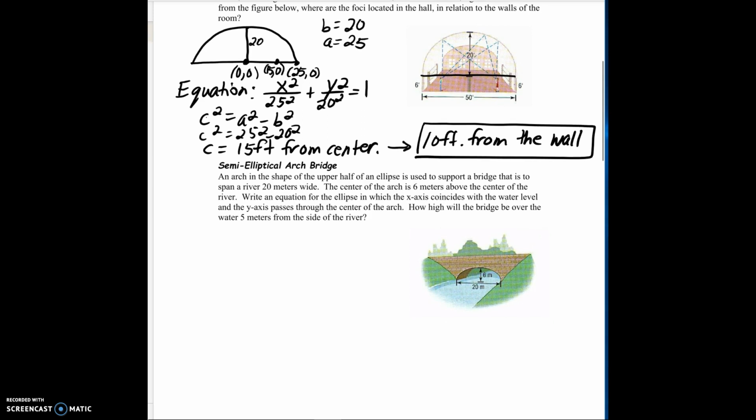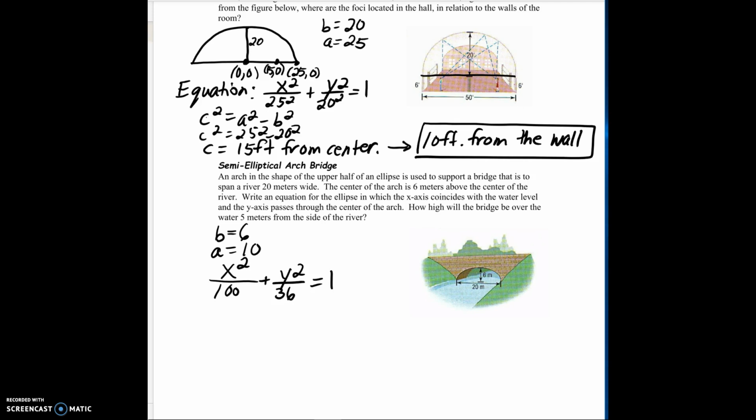All right, and then semi-elliptical arch bridge is another scenario. Here, we're given the picture off to the side. Very similar. We have our B value as 6, and our A value is half of that total distance of 10, so it's 10. This one we are going to need the equation for, but normally I just write it anyway in case we need it. So this would be x squared over 100 plus y squared over 36 equals 1.